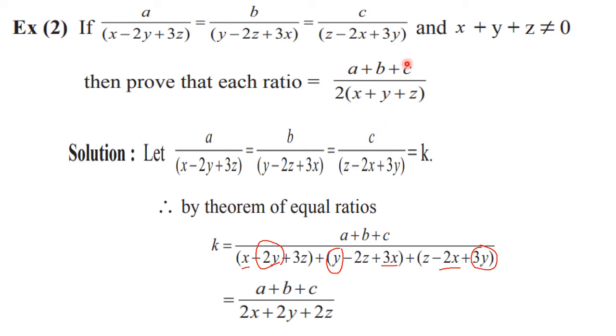But see the question, always observe the question. We want it in this manner. So you can take out 2 common here and then you can write down the final answer. Okay. So got the answer? Isn't it very easy? So finally you can write down that therefore a upon x minus 2y plus 3z is equal to b upon y minus 2z plus 3x is equal to c upon z minus 2x plus 3y is equal to a plus b plus c upon 2 inside the bracket x plus y plus z. Okay, as it is shown in the textbook.